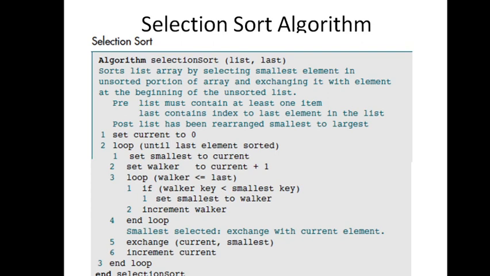No, it is not immediately swapped, but it is just being noted down in the smallest. So the smallest is updated with the value of the walker. So we don't do a swap immediately. That is the difference between bubble sort and this one. It only takes a note of the smallest value. So smallest now becomes the current smallest, and in this way it will keep updating.